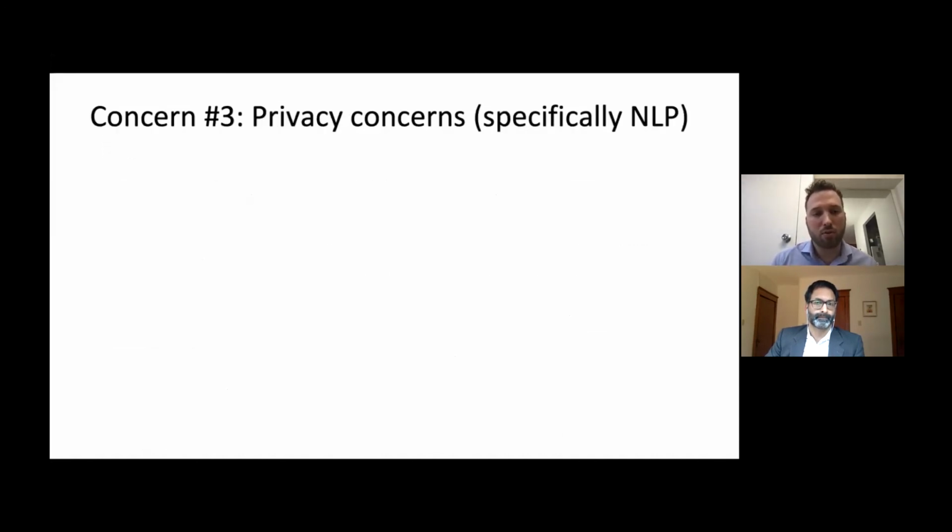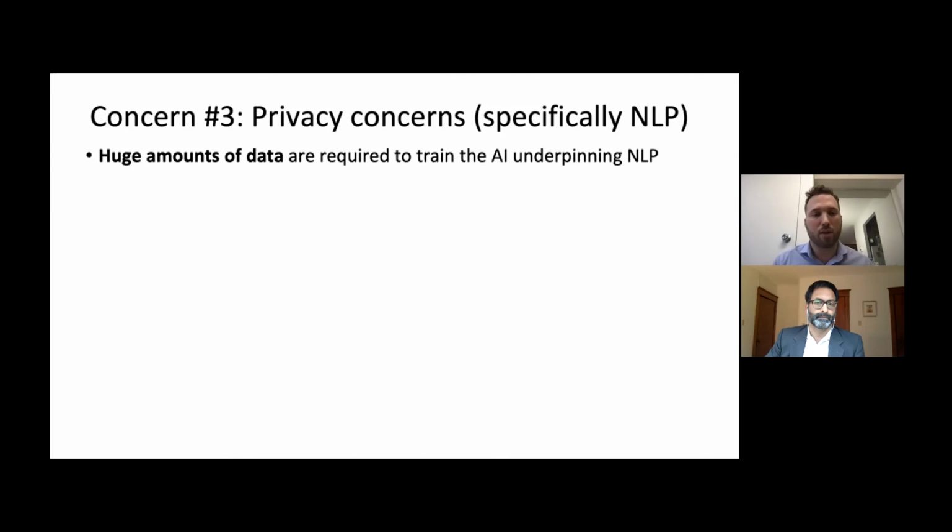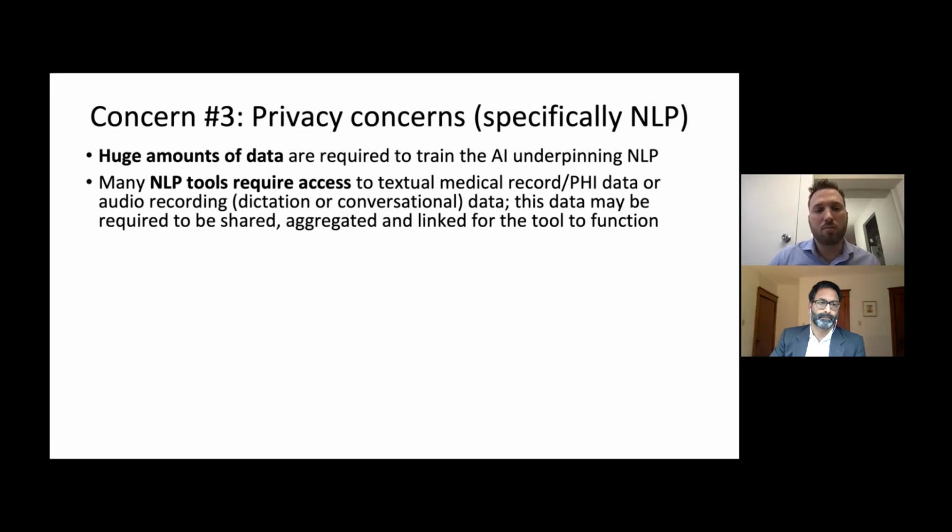Privacy concerns is a really important one. It's obviously not specific just to NLP, but it is something that should be top of mind for every domain where we're thinking about applying AI. There's a huge amount of data that we require from many different sources, and for the NLP tools to be as accurate as possible, this data will have to be somehow shared or aggregated or linked for the tool to function in the most optimal way. And we have to think of a way to permit this that's still consistent with patient values and our values as a profession.